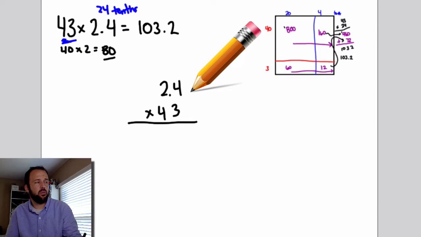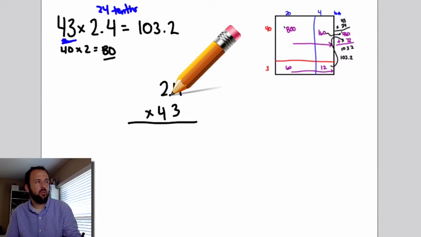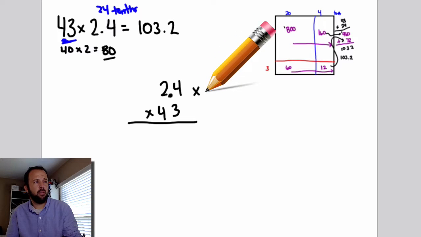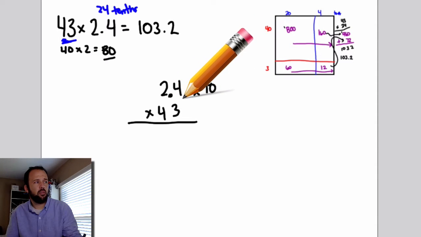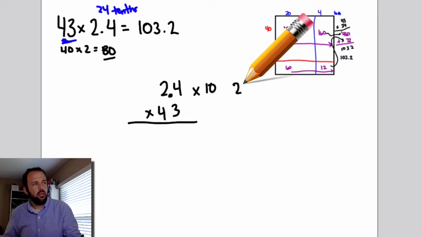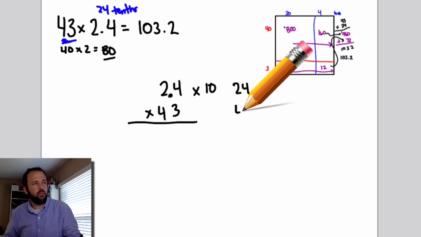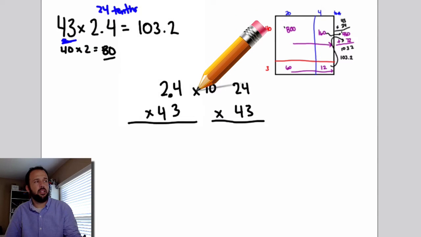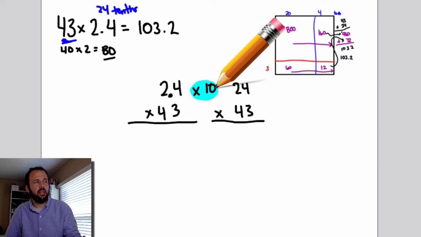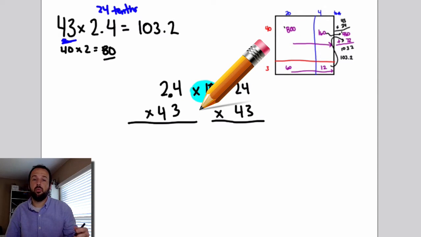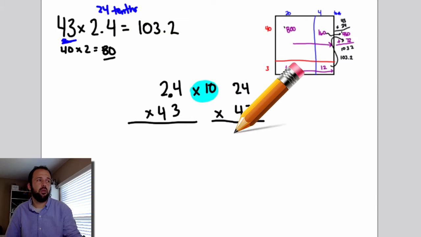I know I can move a decimal by either multiplying or dividing by 10. I want to move it one spot, so I'm going to multiply by 10, because that moves the decimal one spot to the right. That would change it to 24, so I can think of this as 24 times 43. It makes it a little easier, because then I don't have to worry about the decimal. But I do have to remember that at the end, whatever my answer is, I have to divide it by 10 to get that decimal back to where it needs to be. Just keep that in mind as we go through.